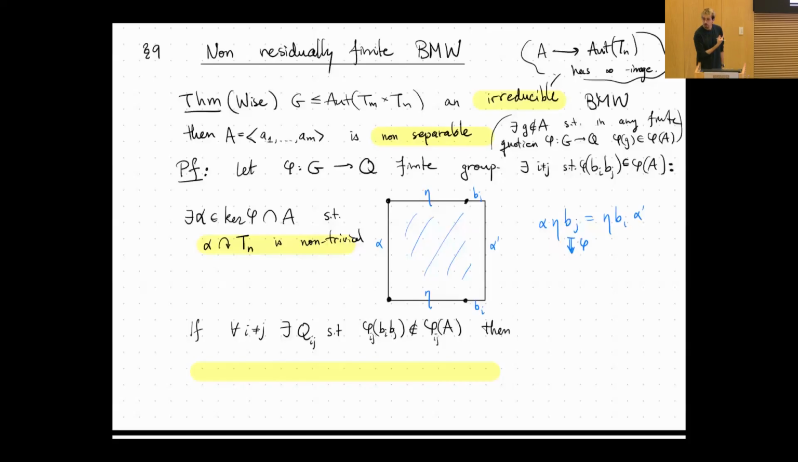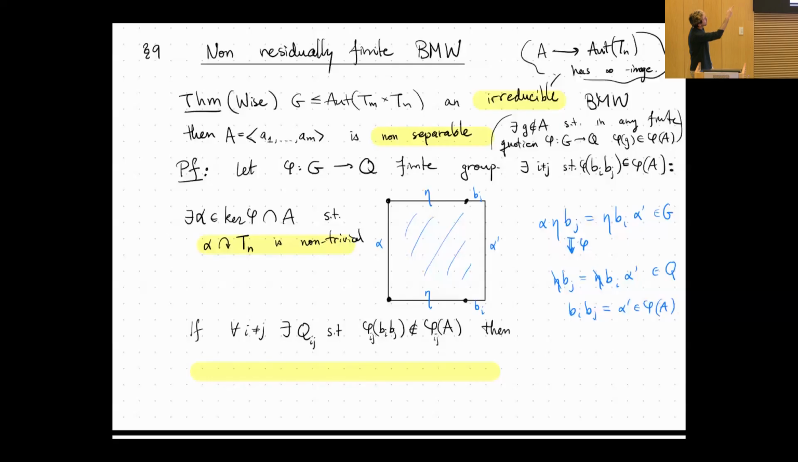Alpha was in the kernel of phi, so it disappears. So I get eta bj equals eta bi alpha prime. Okay, eta vanishes. This equality happens in Q. And I'm left with bi bj, there's an inverse, but they have order 2, equals alpha prime. And alpha prime is the image of something in A, right? Okay, so we proved this little claim.